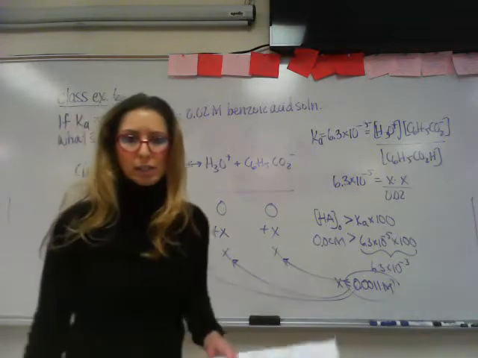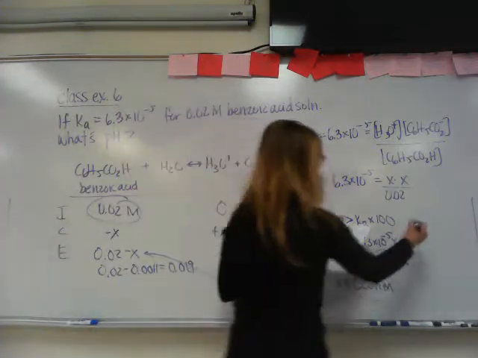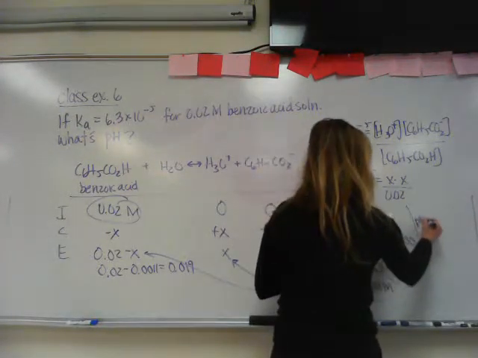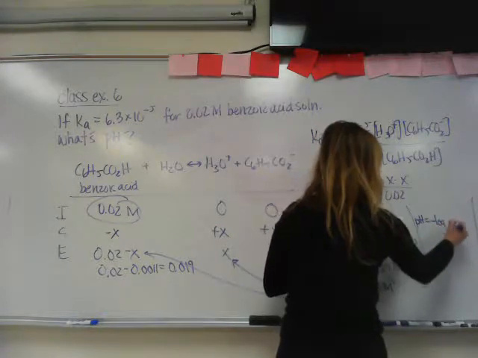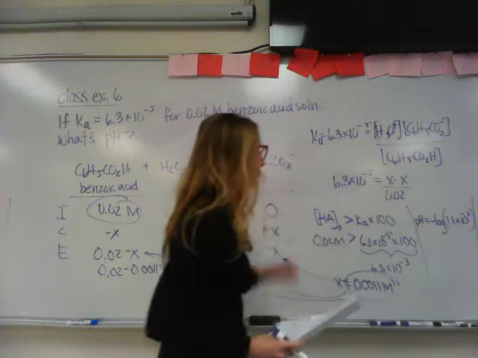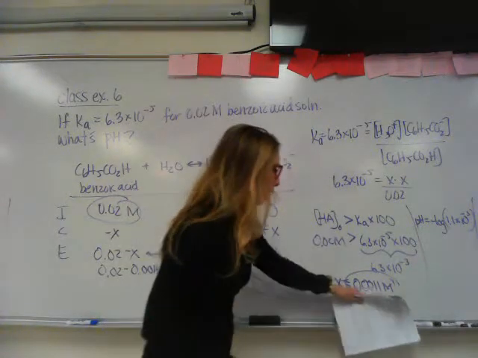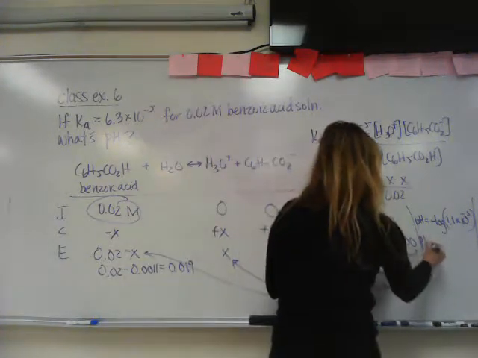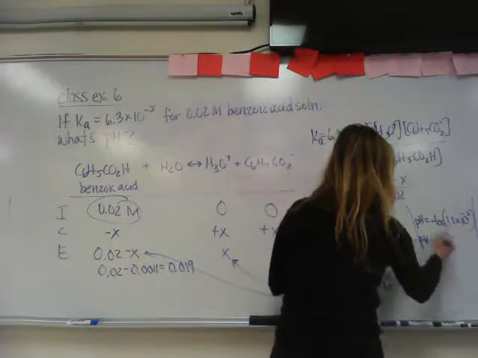Then we can finally get the pH. So your pH is going to be the negative log of 1.1 times 10 to the negative 3. Okay, which is this value here. And so your pH ends up being 2.96.